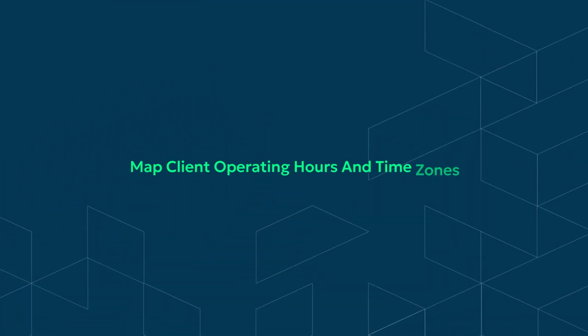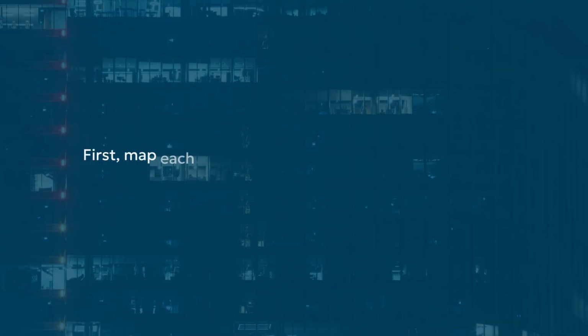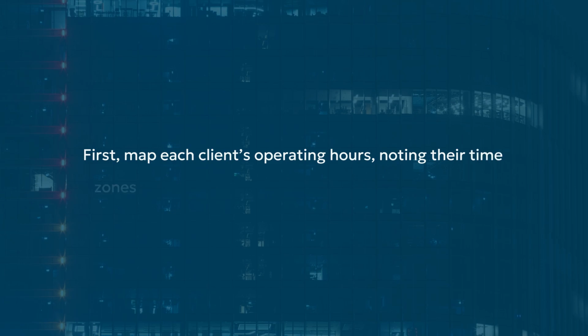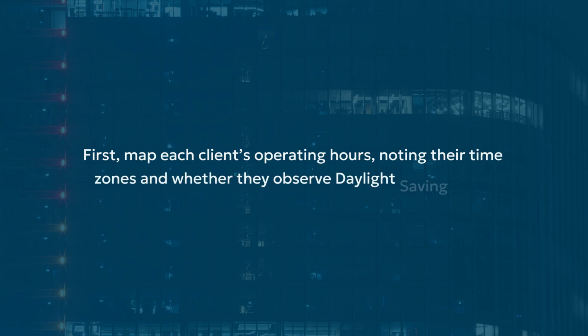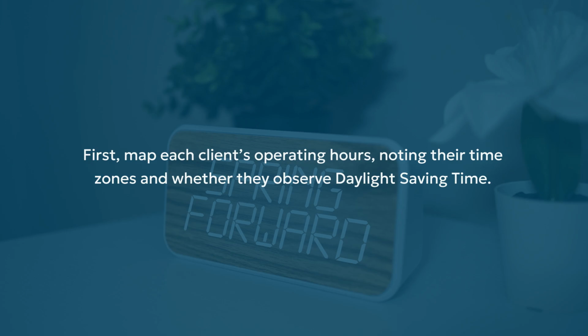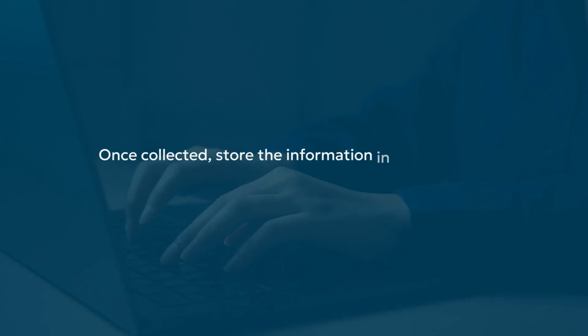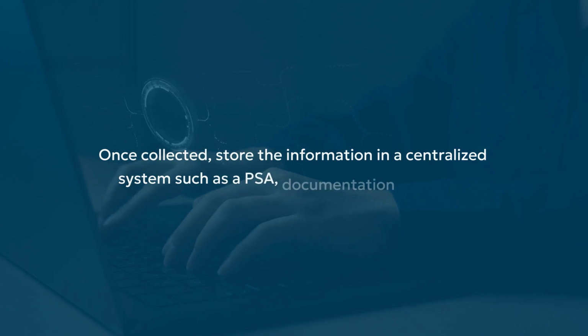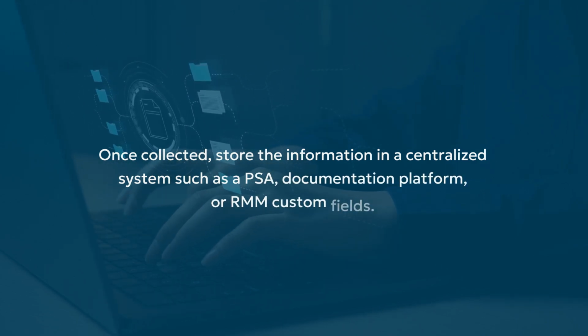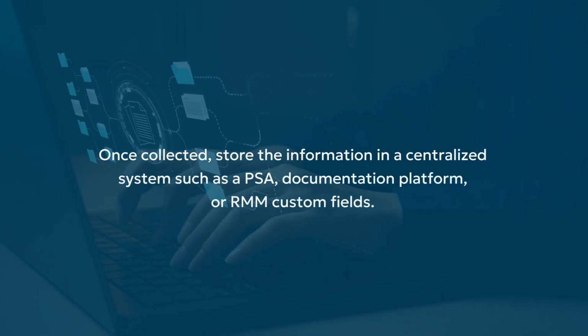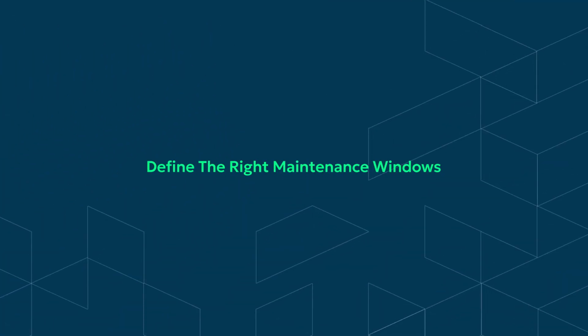Map client operating hours and time zones. The first step is to map the operating hours of all your clients. During this step, make sure to note what their respective time zones are and whether they observe daylight saving time. Once you've collected the relevant information, store it in a centralized database such as a PSA, documentation platform, or RMM custom fields.